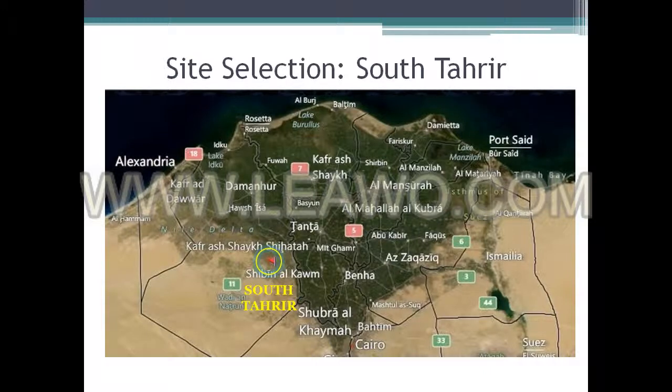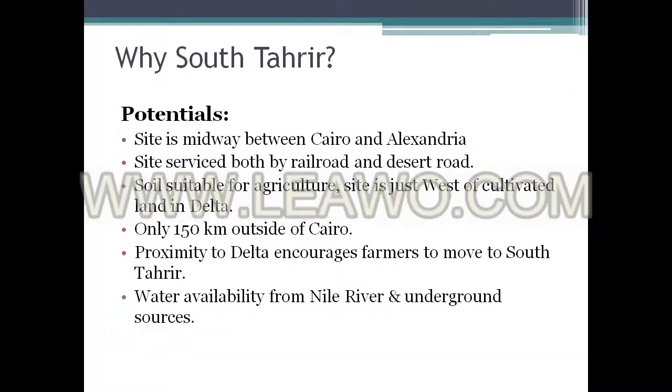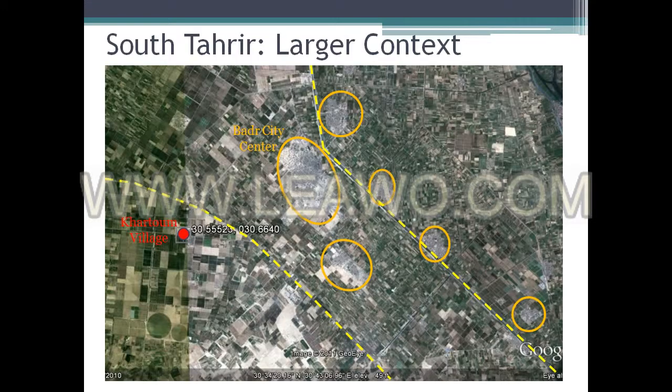So we chose a village in a province in Egypt called South Tahrir. South Tahrir is located about 150 kilometers outside of Cairo. It originally was desert land, but then it became reclaimed through government schemes. South Tahrir is a good site. We chose it because there's a lot of water available in the area. The soil is cultivated. It has good connectivity to other cities in Cairo, and hence is accessible.